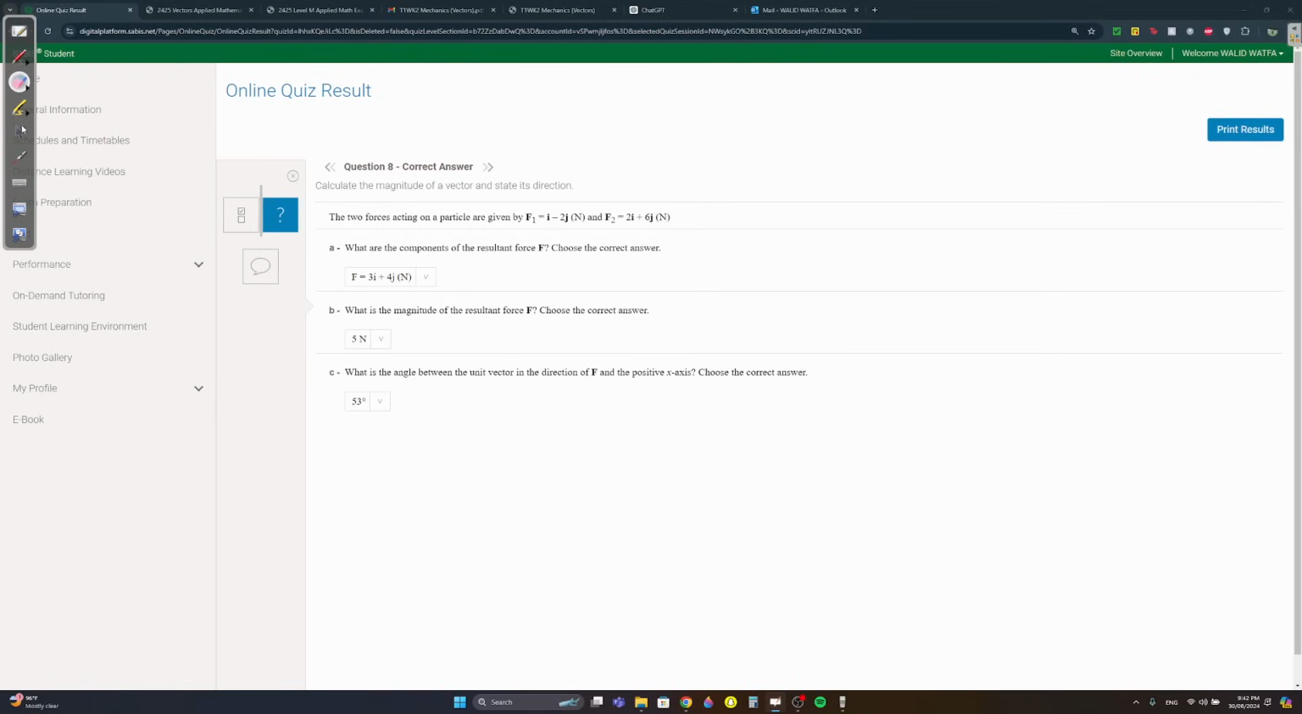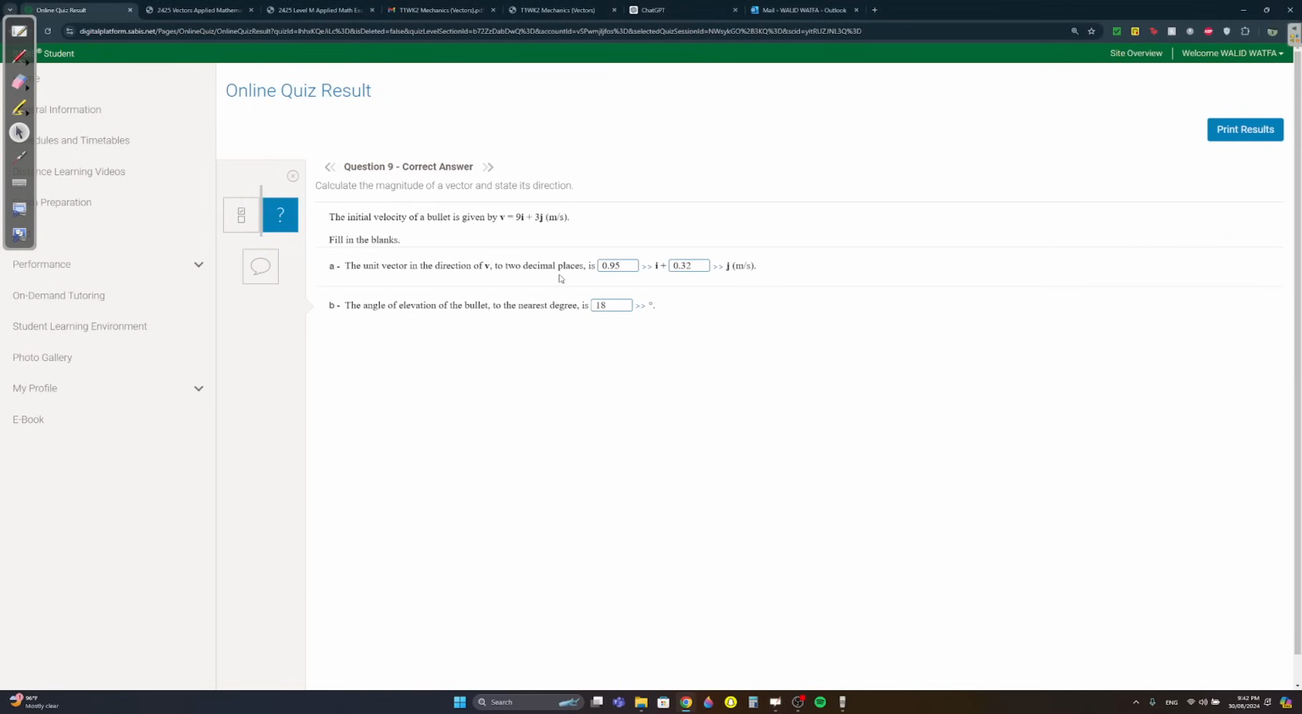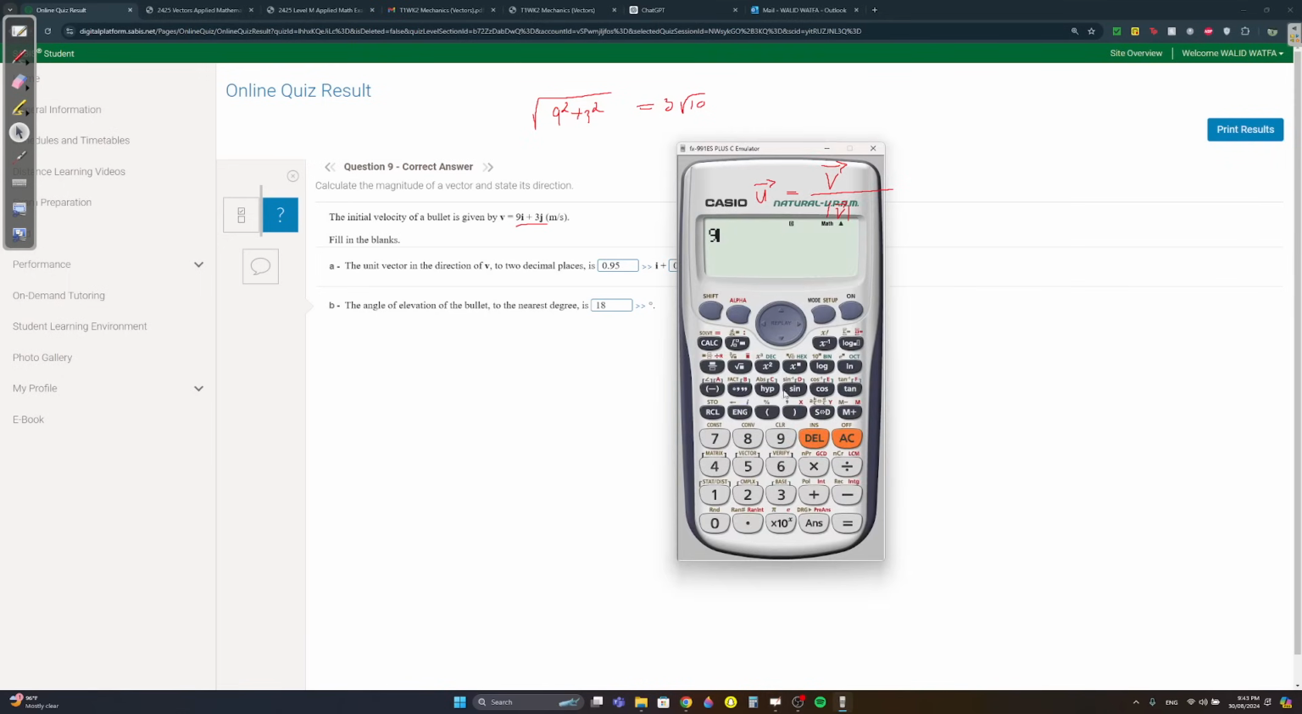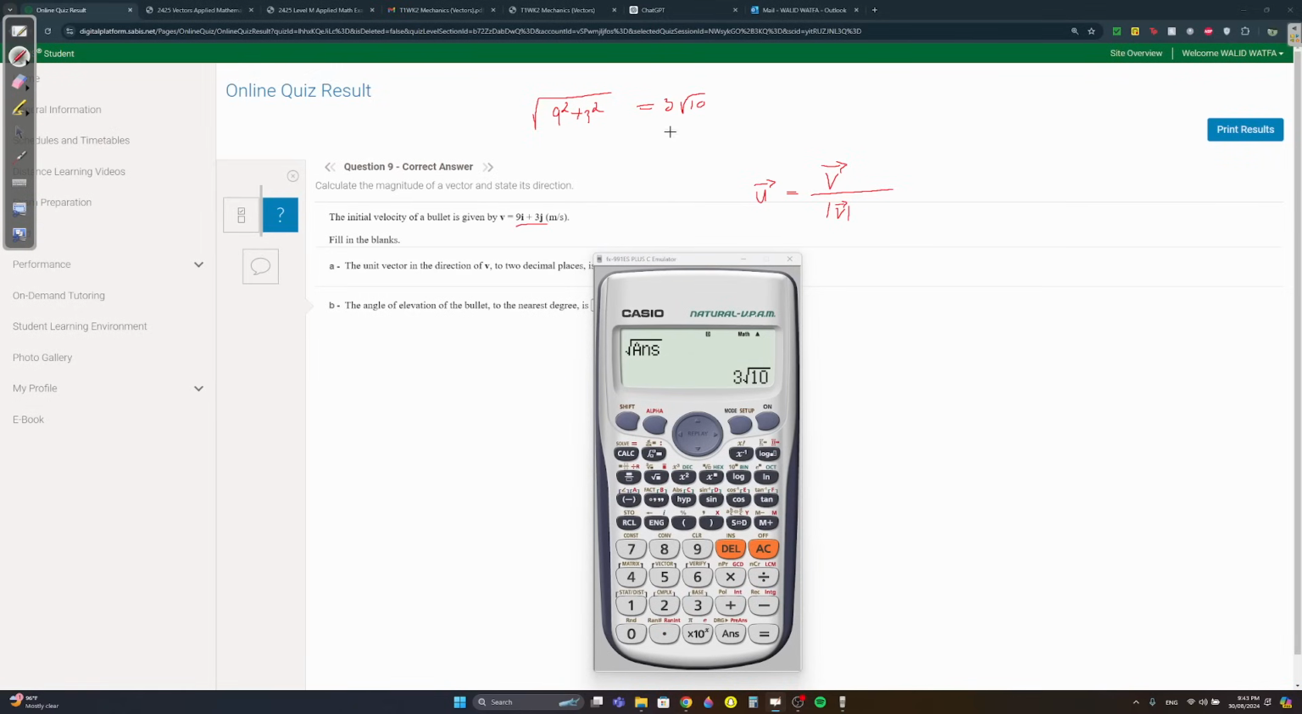Question 9. You have vector v = 9i plus 3j. What is the unit vector in the direction of v? Remember, to find the unit vector u of any vector, it's the vector itself divided by the magnitude of the vector. We have the vector, but we need to find the magnitude. How do we find it? It's radical 9 squared plus 3 squared. If I'm not wrong, you get 3 radical 10, right? So this is the magnitude of v.